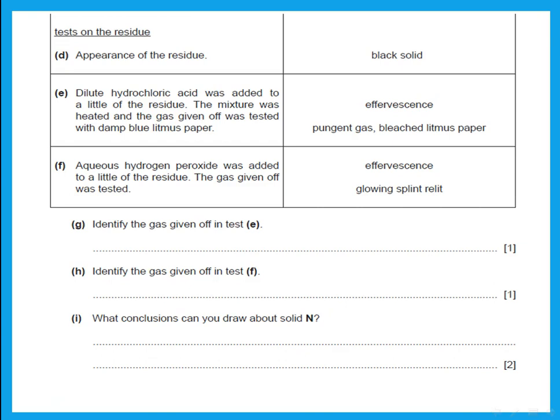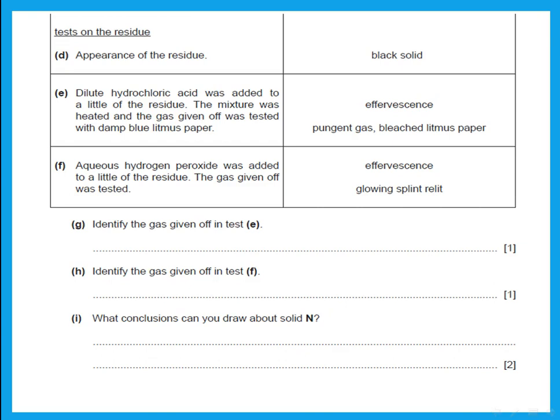He didn't give me anything about the residue. He's still going to give me information about the residue. So he says the appearance of the residue is a black solid. Remember that black is regarded as a color. So the fact that he's saying it's a black solid means I have a transition metal.